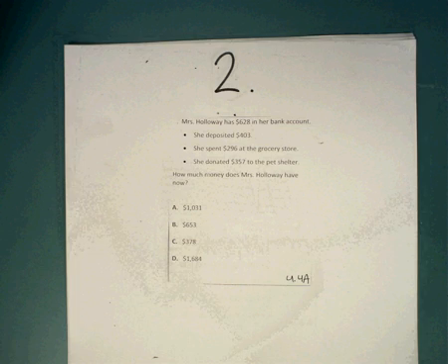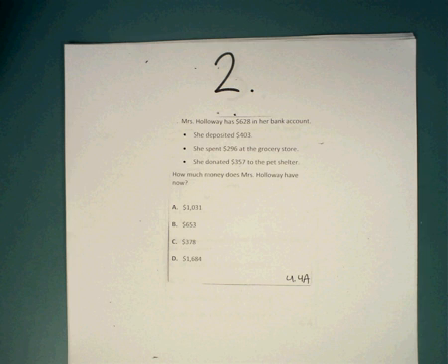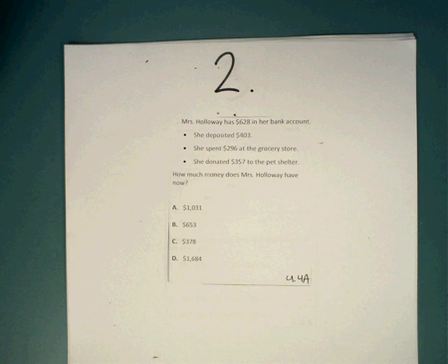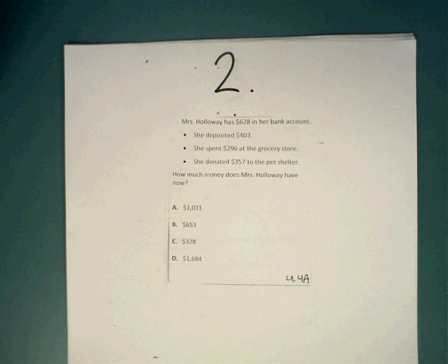Number 2. Ooh, this is a tricky one. I like this one. Mrs. Holloway has $628 in her bank account. She deposited $403. She spent $296 at the grocery store. She donated $357 at the pet shelter. How much money does Mrs. Holloway have now?